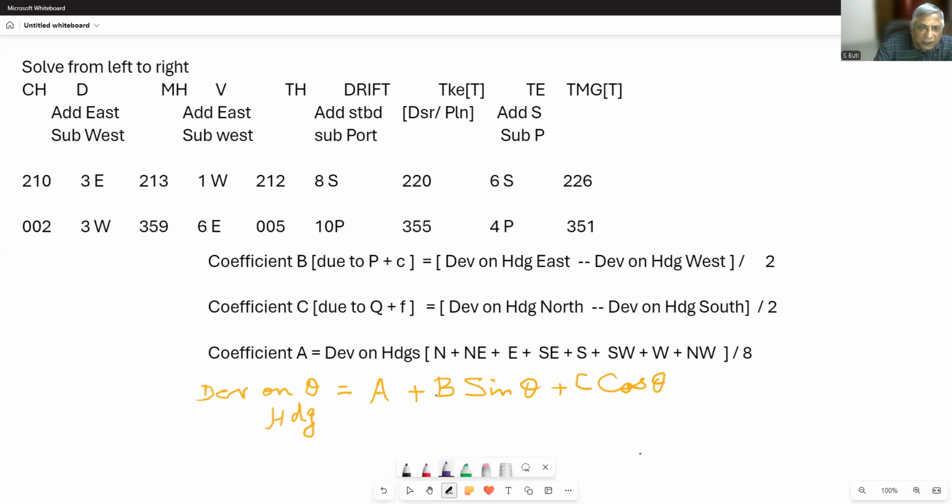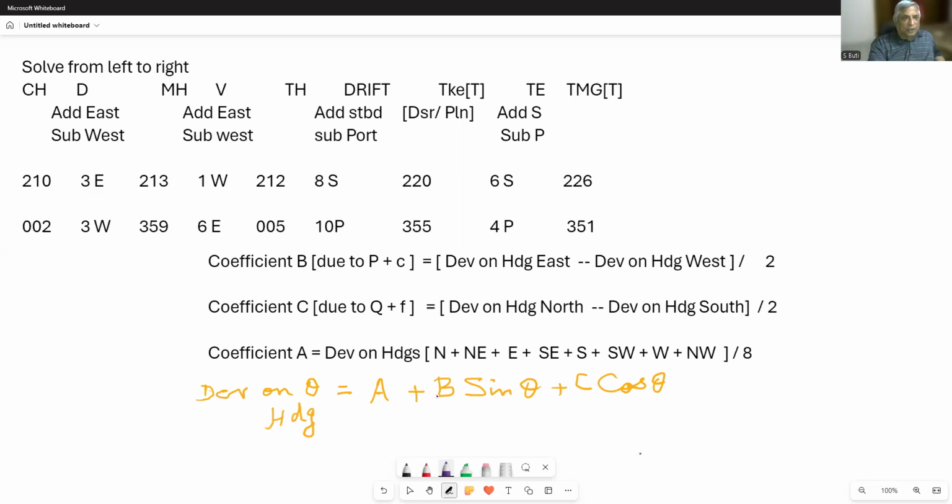Coefficient A will be given to you, B will be given to you. In the exam, C will be given to you. Or he may ask you to calculate A, B, C with these equations. Then A plus B sine theta, and do it in the brackets. If B is minus, sine theta is minus, then minus into minus becomes plus, and use your algebra properly.